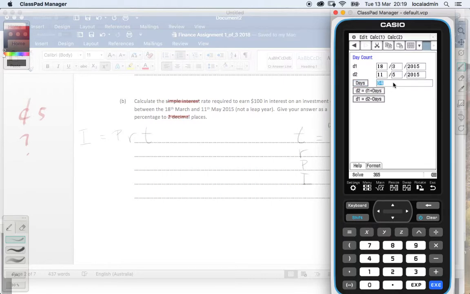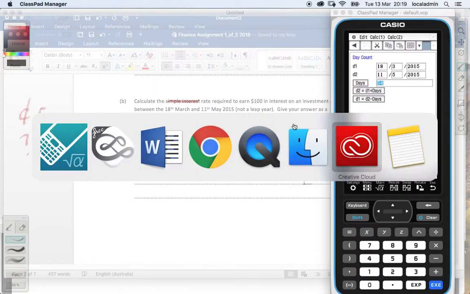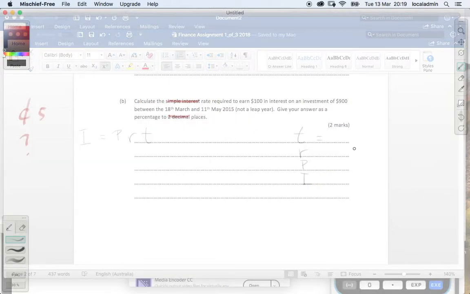Now let's do that again. So that tells us that there are 54 days between those two dates. So T is 54 days. And remember that our rate, let's do that once more. Where is our rate? Oh, we don't know the rate, but the rate is a per annum rate, so per year. So we need to find out what's the fraction of a year that we have this investment going.